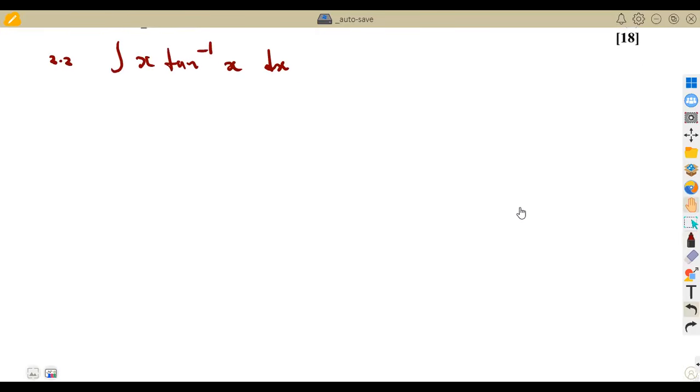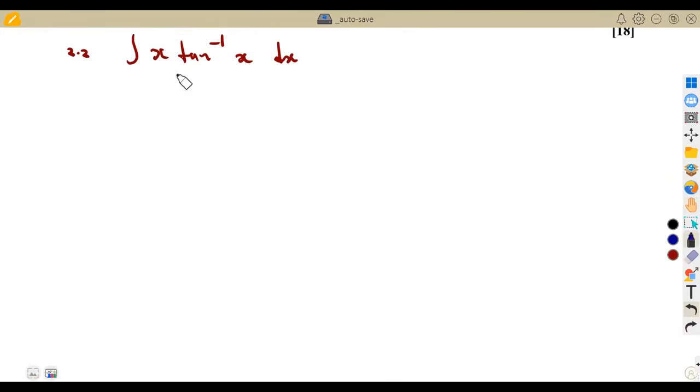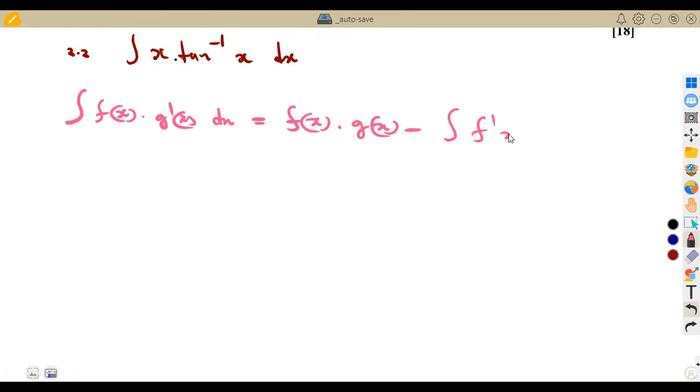We talked about this also. Whenever there's a product of 2 terms, what you think about is integration by parts. I told you in the introduction of by parts: product of 2. We are multiplying x and arctan, so the best thing to think about is by parts. Remember, by parts states that if we are integrating the product f of x times g prime x dx, it is going to give us f of x times g of x minus the integral of f prime x times g of x. The formula is there in your formula sheet, do not worry.